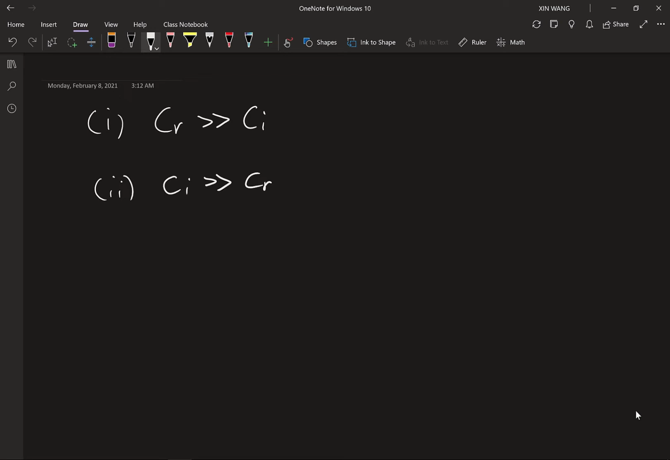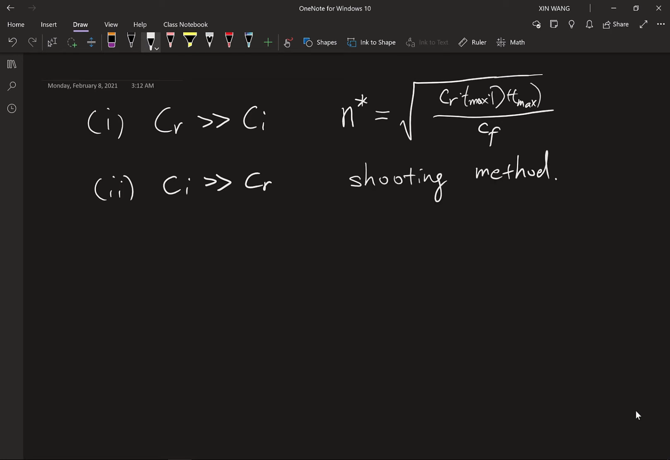So we can guess the expression. The optimum number of dispatches should be equal to the square root of the rent cost times Tmax times d Tmax, divided by holding cost. And on the other hand, when the inventory waiting cost is far larger than the rent cost, we need to use a shooting method. So today, let's look at some specific examples of how we apply our method.